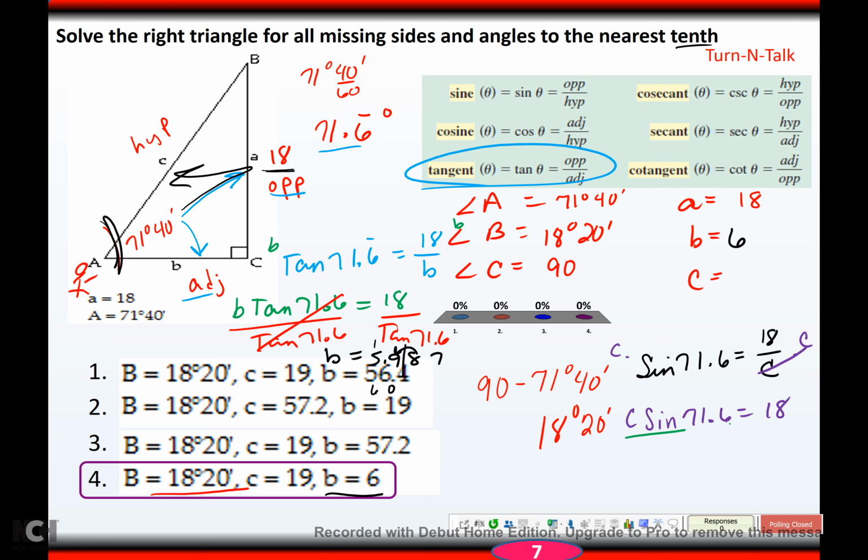So now to get C alone, I'm going to divide by sine of 71.6. Cancels that, and C equals 18 divided by sine 71.6. And I get 18.969. Again, rounding, 6 bumps that up, carries. Alright, and I end up with 19.0. Okay.